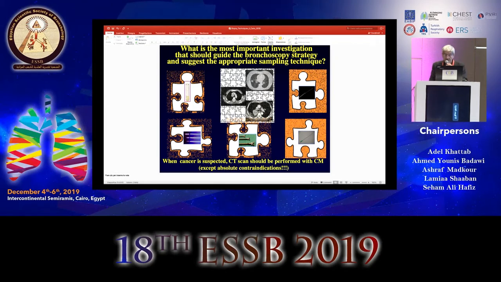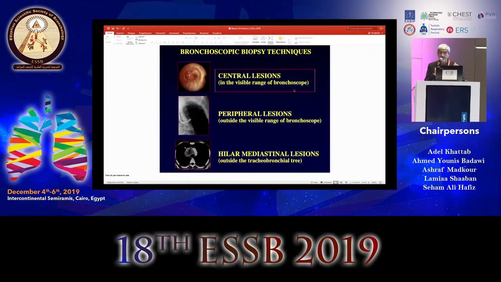And the question is: is the lesion central? Can I identify the lesion with my bronchoscope? Can I see the lesion with my bronchoscope? Or is the lesion peripheral? Probably I will not see anything with my bronchoscope because the lesion is located in the periphery of the lung. Or, third point, is the lesion inside the bronchial system or outside? Today we see a lot of lung cancer patients that have lesions just in the mediastinum, and they don't have lesions in the lung or in the bronchi. So one, two, three, completely different strategy.